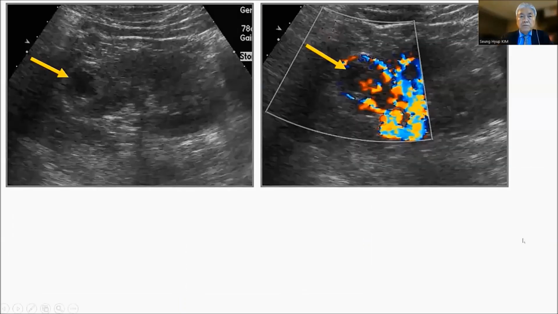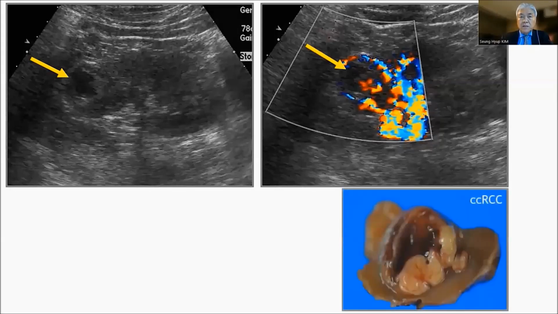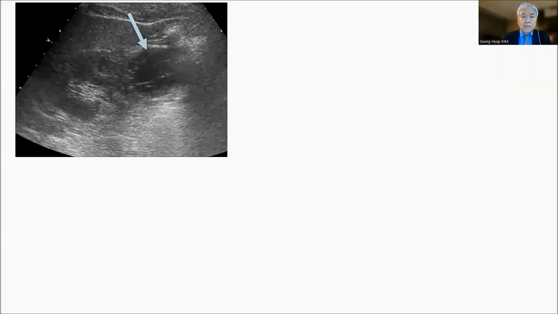Here is a mass with mixed cystic and solid components. There are prominent vascular flow signals in the solid-looking components, and so it is probably a renal cell carcinoma. And the mass was taken out and was a clear cell renal cell carcinoma. This darker area is a cystic component filled with hemorrhagic fluid, and these slightly yellowish areas are solid components with prominent vascularity. How about this case?